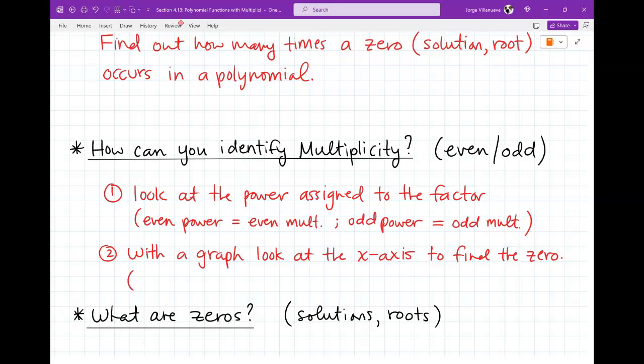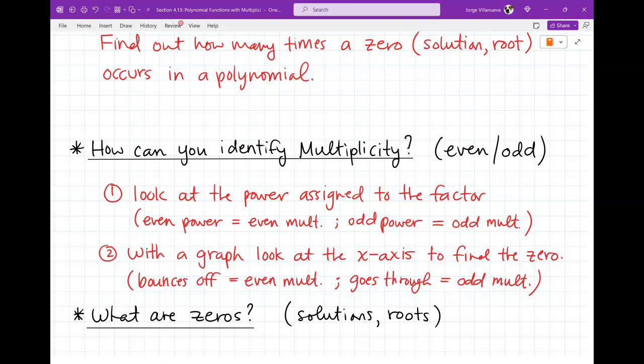And right here I'm going to put in parentheses, if it bounces off, and you'll see this in a picture later, I know it may not make sense right now, but just write it down. If it bounces off, that means it has even multiplicity. If it goes through, then it has odd multiplicity. I know this doesn't sound like a whole lot, but this is kind of like the important part of the lesson today. Okay? So how can you identify multiplicities?